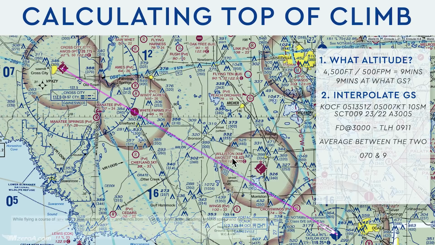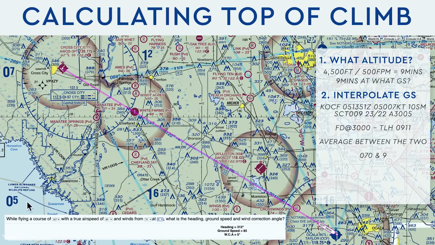So now we ask ourselves the question, we come to the E6B. While flying a course of 307 with a true airspeed of 80, because 80 is my VY climb that gives me 500 feet per minute, the winds are from 070 at 9, what's my heading, ground speed, and wind correction angle? Well, I learned my ground speed is going to be 85. I can then get my wind correction angle, my heading, and everything else I need. But for the sake of top of climb, I just really need my ground speed of 85.